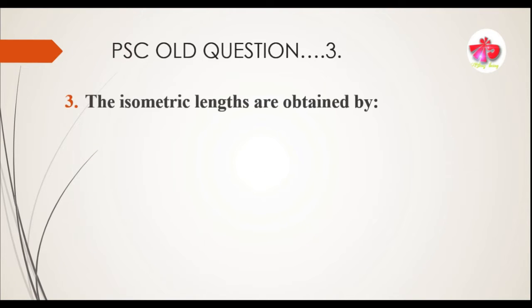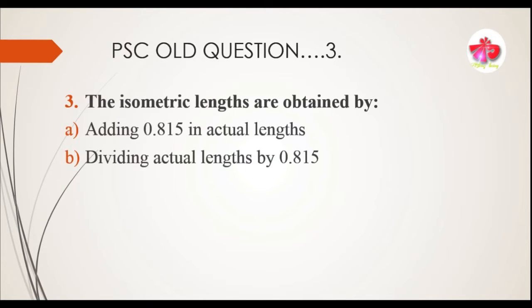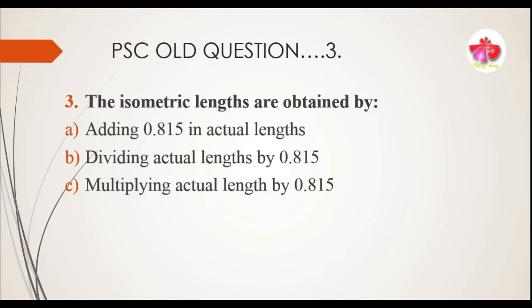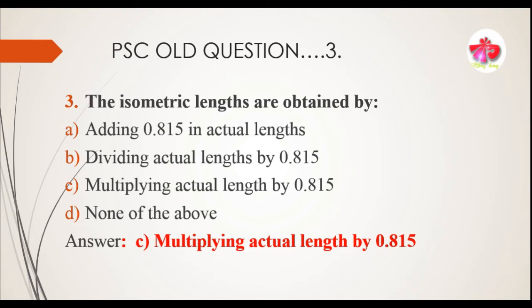Question number 3. The isometric lengths are obtained by adding 0.815 to the actual length, dividing actual length by 0.815, multiplying actual length by 0.815, and none of the above. So friends, isometric lengths are obtained by multiplying actual length by 0.815.